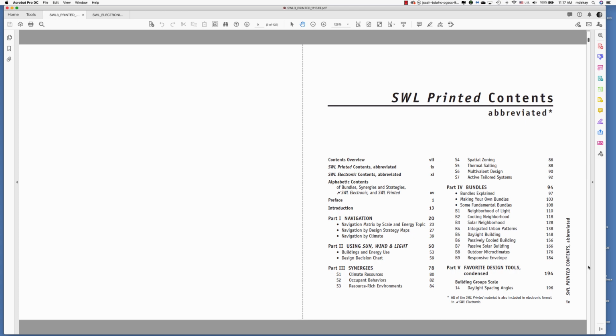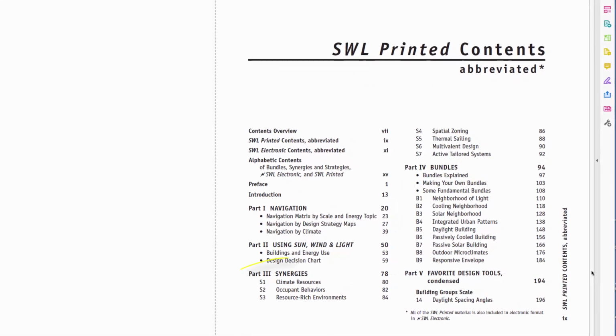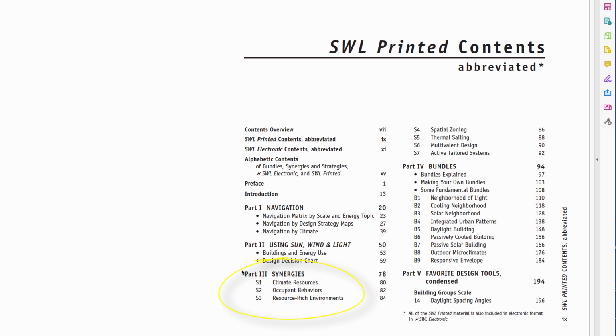Notice that if something is designated with an S, S1, 2, 3, that's a synergy. If something is designated with a B, B1 through 9, that's a bundle. And if something has no designation on the front of it, like this 14, daylight spacing angles, that's referring to a design strategy. That will also show up as strategy number 14 in the electronic volume. Notice that if we're referring to one volume or the other, it's SWL printed or SWL electronic with a little lightning bolt symbol there, just to remind you it's electronic.